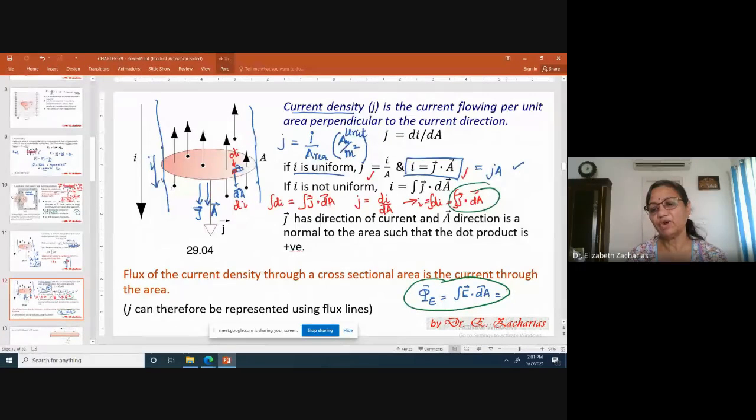So what I have written at the bottom is a flux of the electric field. By that logic, what is this? Integral J dot dA is a flux of current density. Flux of current density is the current through the cross-sectional area. The book doesn't talk about it very explicitly. I just thought I will mention it here. You people can note it down.